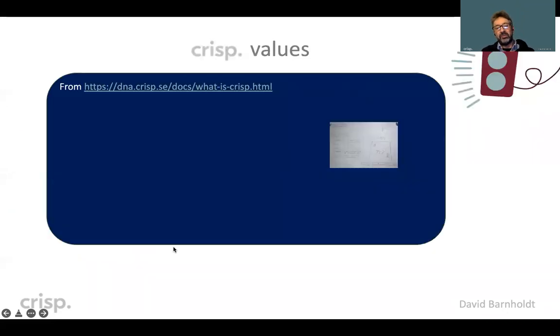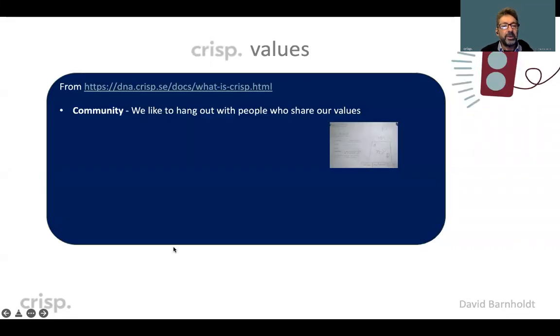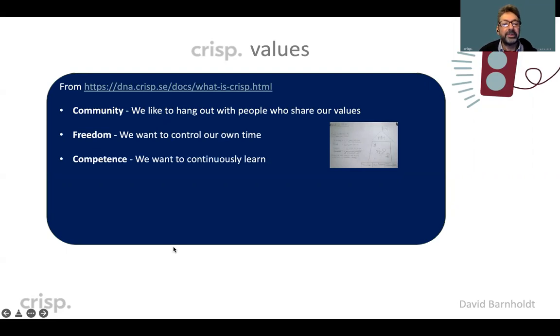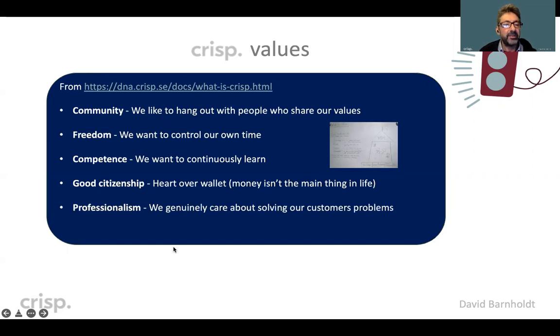We described a number of values for us that you can read about in our DNA, and I will repeat the most important ones here. Community. We like to hang out with people who share our values. Freedom. We want to control our own time. Competence. We want to continuously learn. Good citizenship. Heart over wallet. Money isn't the main thing in life. And professionalism. We genuinely care about solving our customers' problems. These were the things we defined at that point in time.